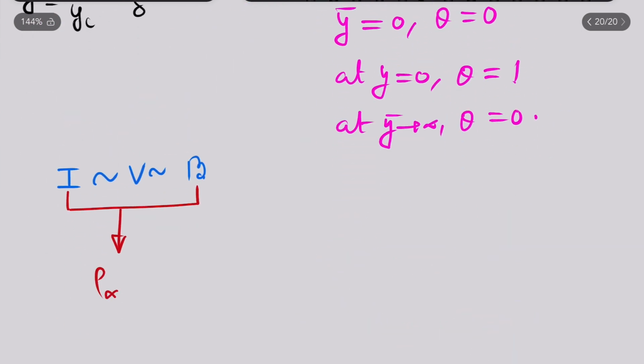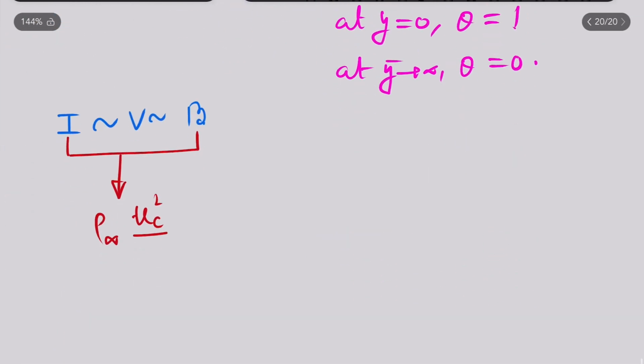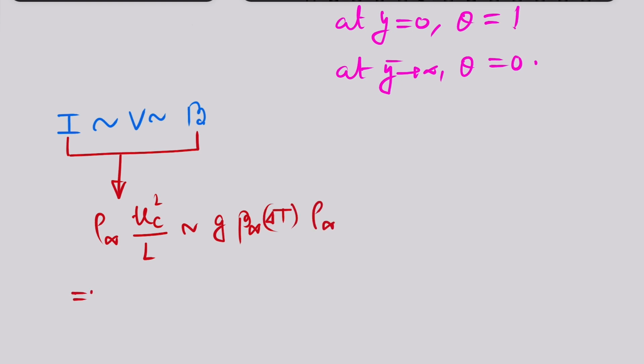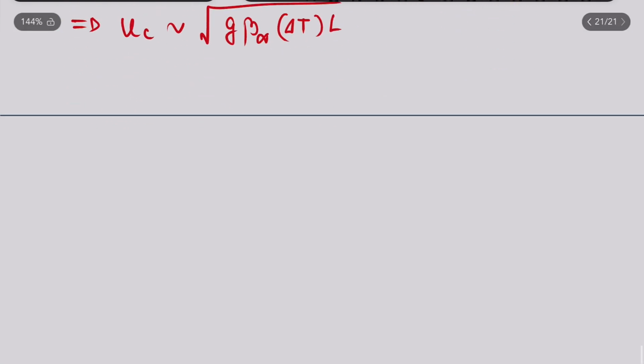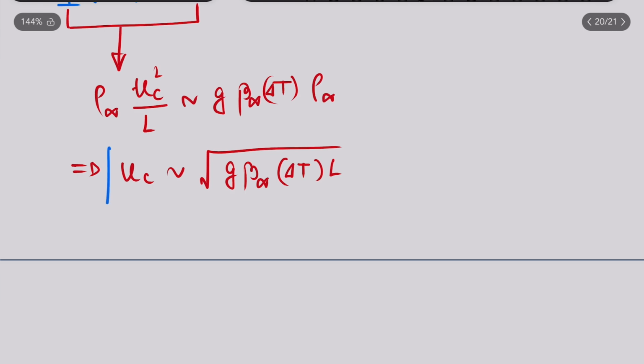Inertia is rho infinity, clear, rho infinity into Uc square by L. I have already shown you this earlier, and this will be g beta infinity, the characteristic temperature, that is delta T, into rho infinity. That means my Uc will be of the order of the square root of g beta infinity delta T into L. So this is important.